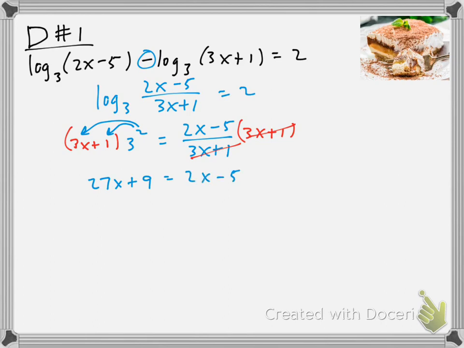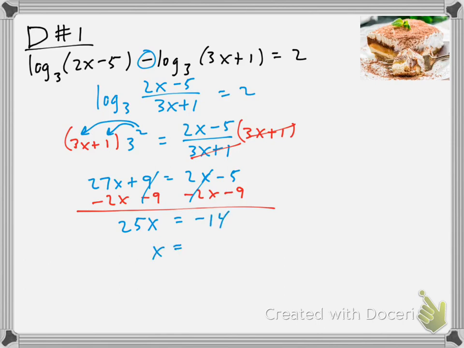Now, this is just a linear equation, which we know we need to go ahead and gather all the terms that have a variable in them, all the variable terms, to the left side, and we're going to gather the non-variable terms over to the right side. And so on the left-hand side we get 27 minus 2 is 25. So we have 25x is equal to negative 14. And we get x is equal to negative 14 over 25.